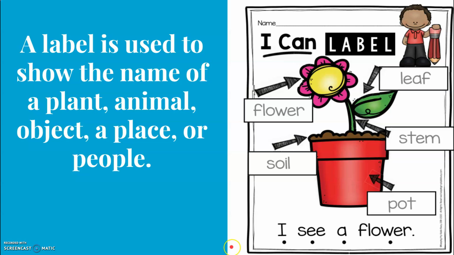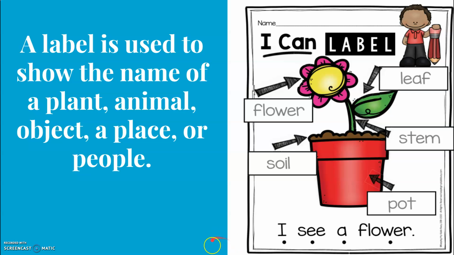Let's read it again. Ready? I see a flower. We can even read it faster. Ready? Stay with the pointer. I see a flower. Good job.